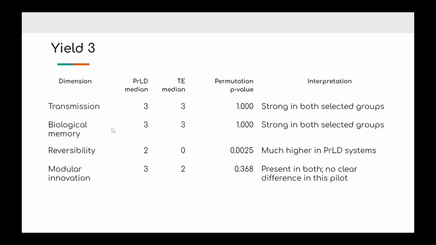Transmission and biological memory both had median scores of 3 in the two selected groups, so those looked broadly similar. That means the mechanisms were demonstrable in literature, and the clearest difference was again reversibility. The prion-like domain group had a median of 2 compared with 0 for the TE group, with a permutation p-value of about 0.0025. Modular innovation was high in both groups, but there wasn't a clear statistical difference. So the strongest quantitative difference in this pilot was how reversible the information-bearing states were.